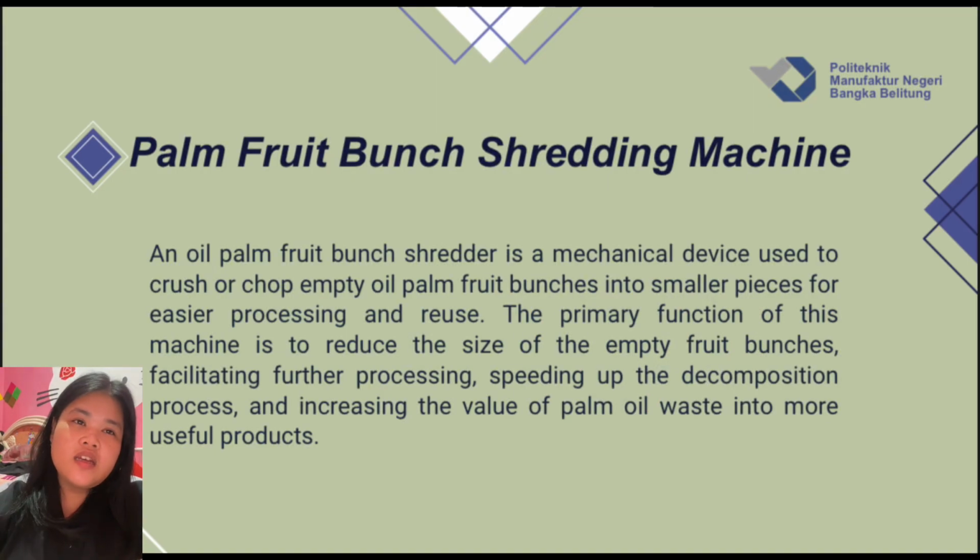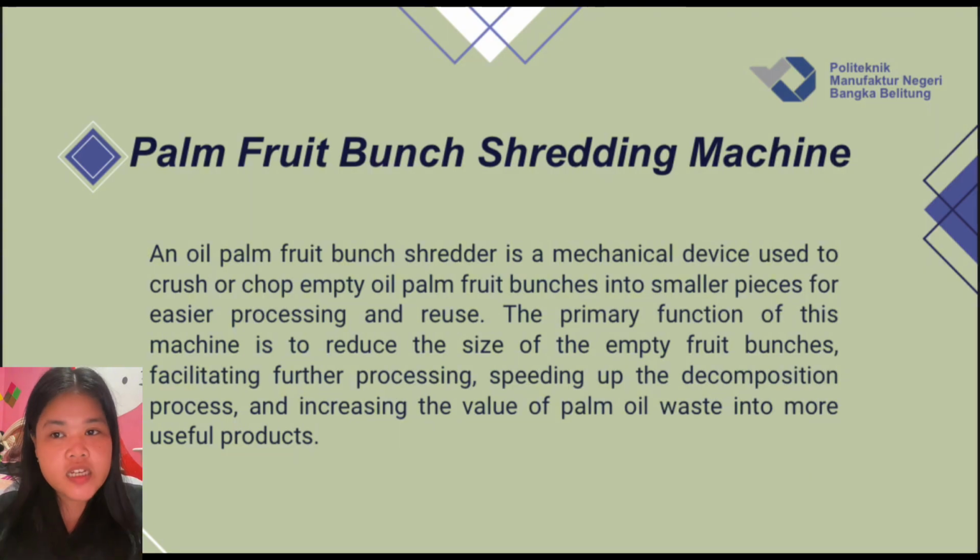Next slide. There is the palm oil fruit bunch shredding machine. An oil palm fruit bunch shredder is a mechanical device used to crush or chop empty oil palm fruit bunches into smaller pieces for easier processing and use. The primary function of this machine is to reduce the size of the empty fruit bunch, facilitating further processing, speeding up the decomposition process, and increasing the value of palm oil waste into more useful products.